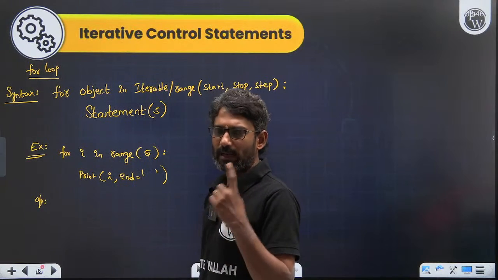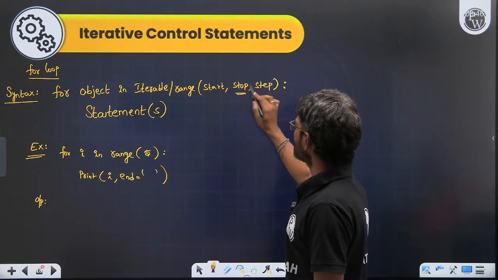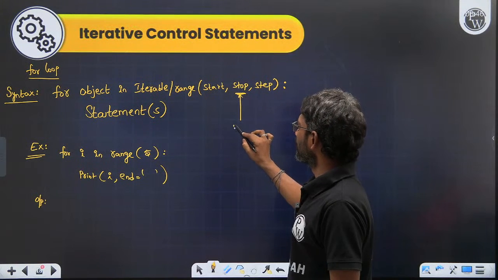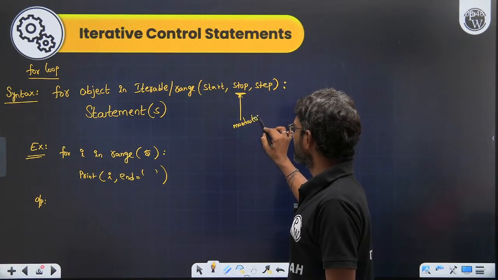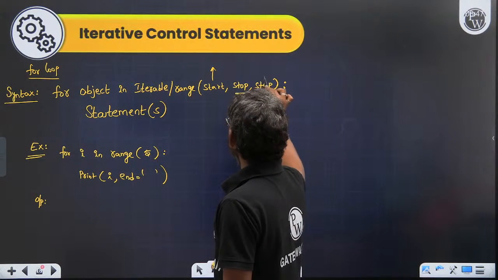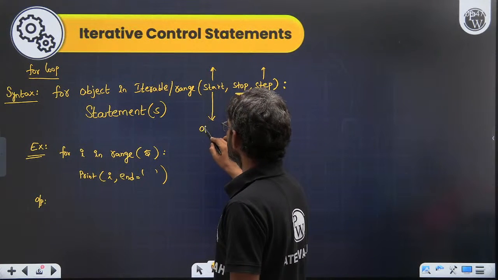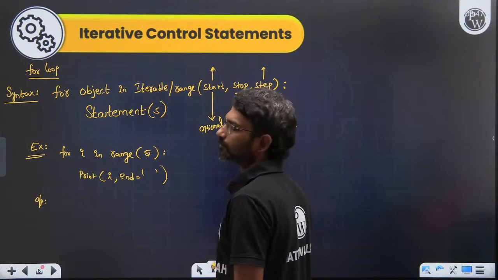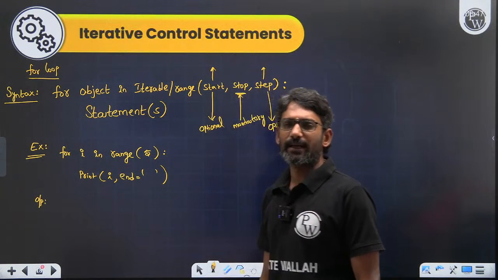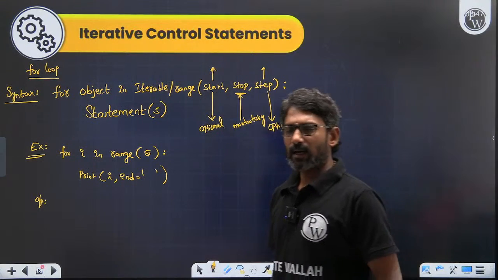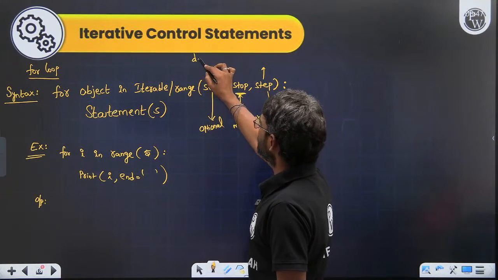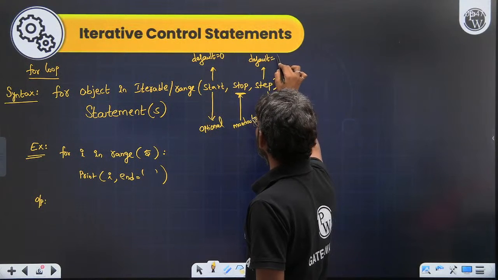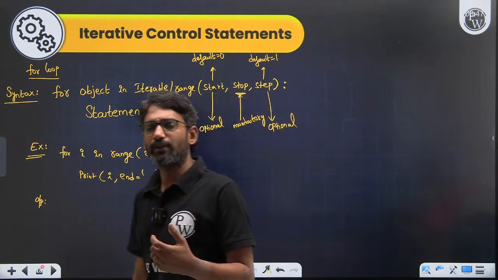Here we have given only one value. So will it be treated as start or stop or step? It will be treated as the stop value. So we can say stop is mandatory, but start is optional and step is also optional. If optional, we can avoid them. If we do not write anything, what will it take by default? Default start is 0, default step value is 1.